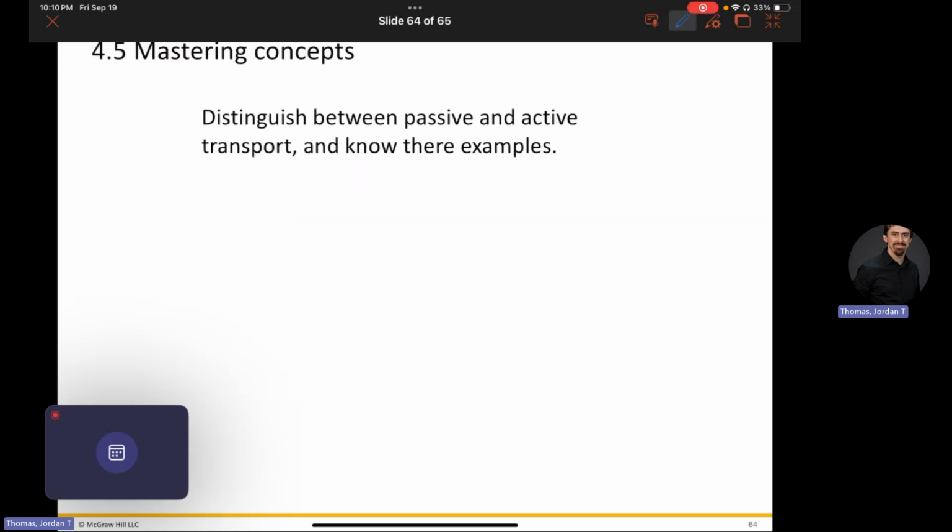So the big thing for this section today, and I'm going to put a star next to this, couple stars: distinguish between passive and active transport and know the different examples. So make sure you know this. Make sure you can compare and contrast passive and active transport and know the examples we talked about today.